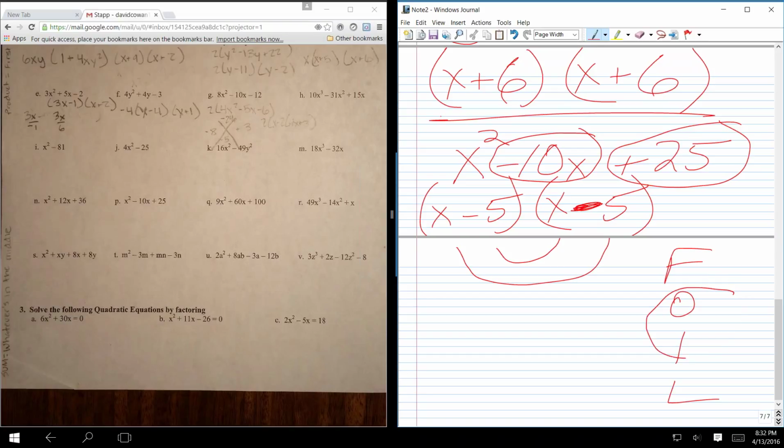Briefly, it's those two terms that produce the middle term only. The first term isn't involved, the last term isn't involved, but the middle two terms are. So what does the inside produce when you multiply it together? Negative 5x. What does the outside produce? Negative 5x. Add them together: negative 10x. We got our answer.